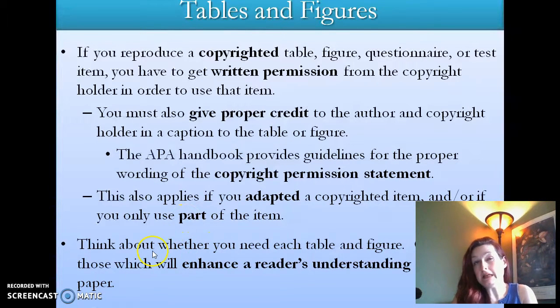Think about whether you need each table and figure, whether you're using somebody's published one that you're going to give credit for, or whether you're making one yourself. You might not really need it. Sometimes tables can be great. They can break down a complicated concept into an elegant little image, and they can make things much easier to understand, but sometimes they can be superfluous as well. So you should always think about whether each table and figure is necessary, whether it's enhancing your reader's understanding of your paper, and only you can answer that question for the paper at hand.